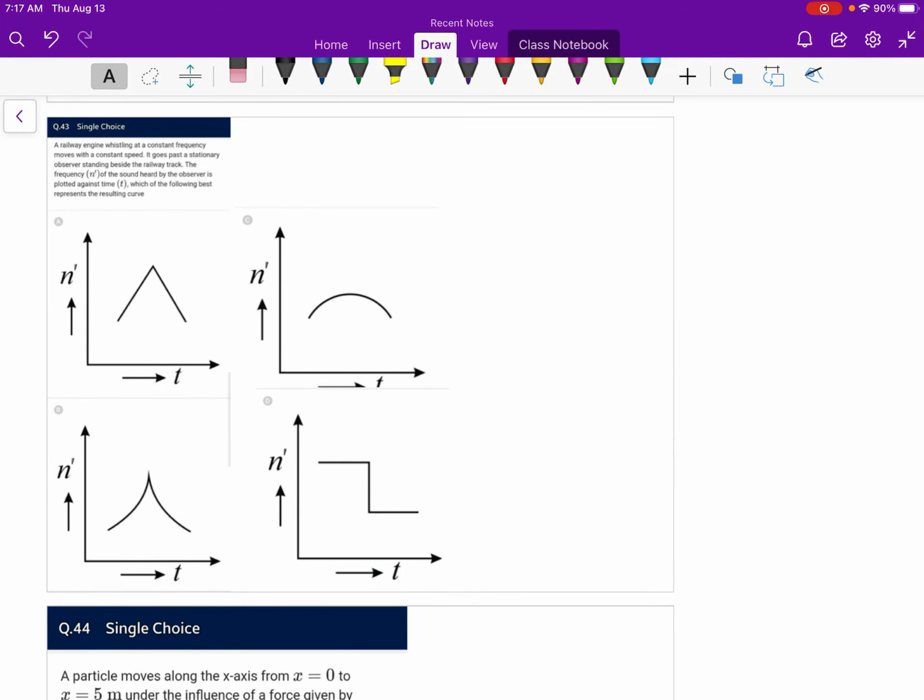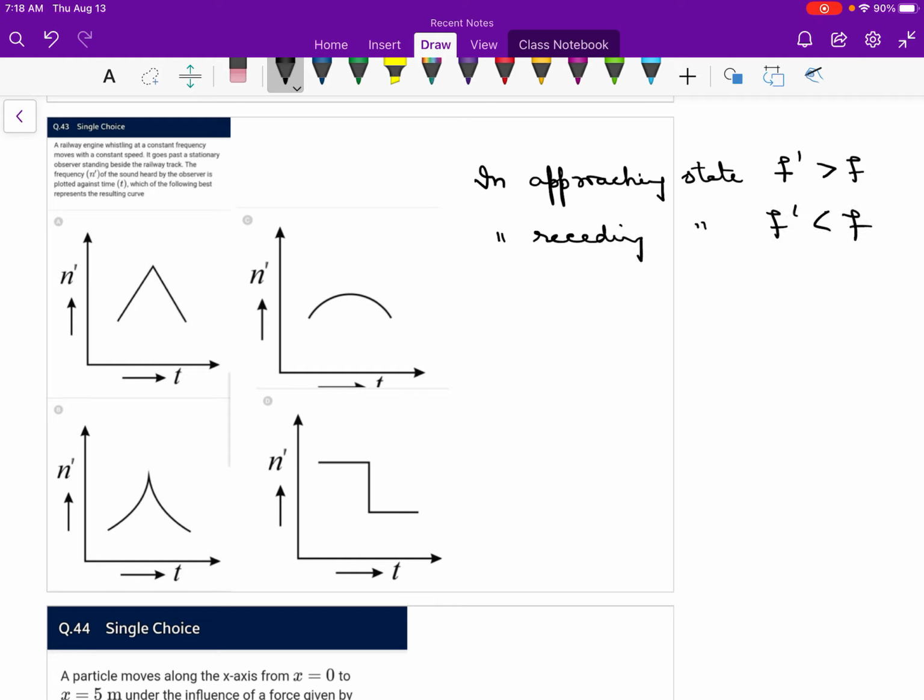A railway engine whistling at a constant frequency moves with constant speed. It goes past a stationary observer. So first frequency is increased and then frequency is decreased. Okay. So when it is in approaching state, f dash is greater than f, and in receding state, f dash is less than f. So correct option is D.